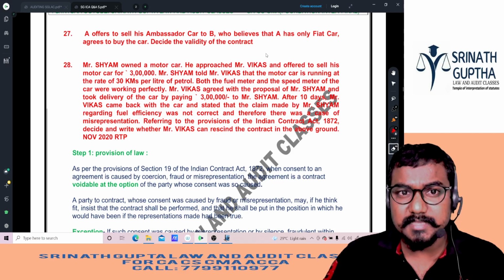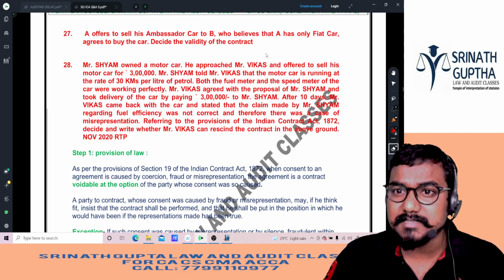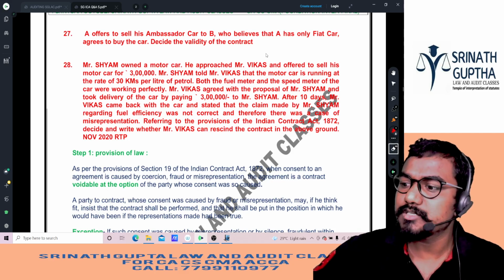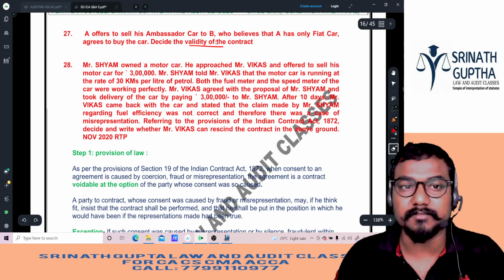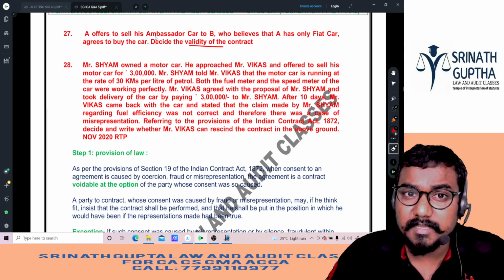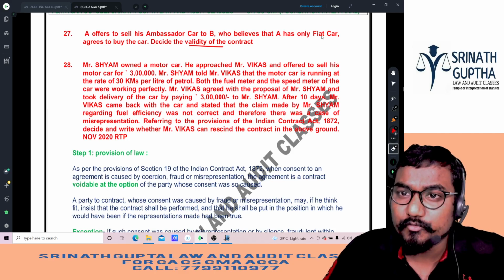A offers to sell his Ambassador car to B, who believes that A has a Fiat car and agrees to buy the car. Decide the validity of the contract. A offers to sell his Ambassador to B, who believes that A has only a Fiat car.